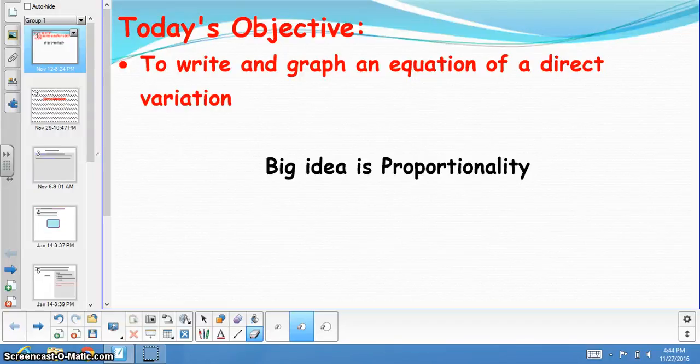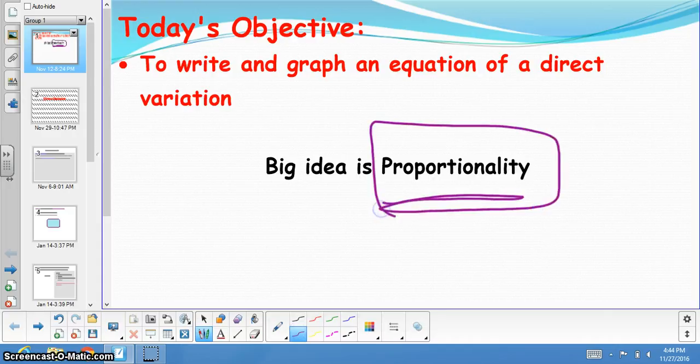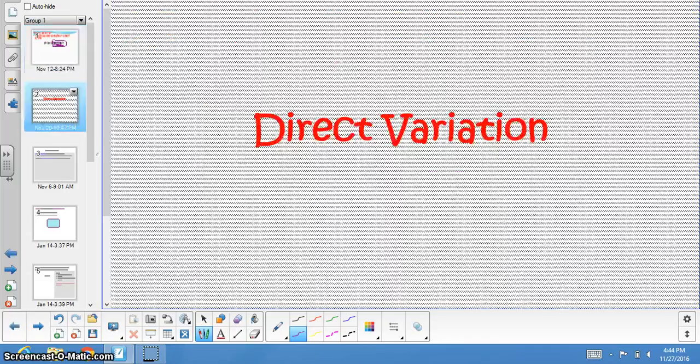Today you're going to be able to write and graph an equation of direct variation after the video. The main thing we want you to understand during this video is this fancy word here, a word you are already familiar with, proportionality. And that's a long word, but let's think. Root word, proportion, which is something you are already familiar with in math. So let's look at direct variation.